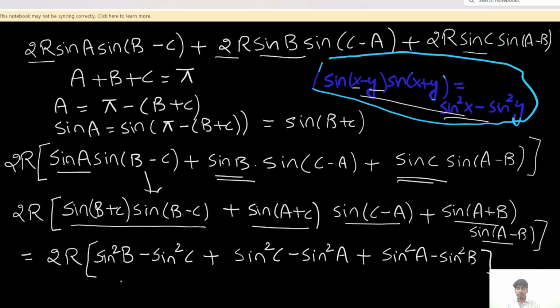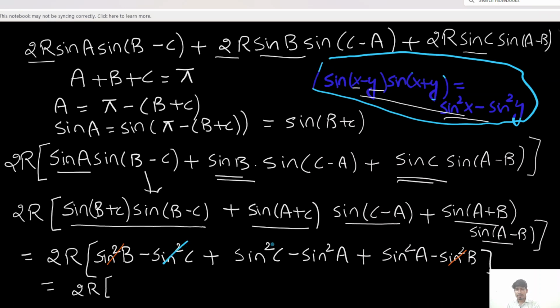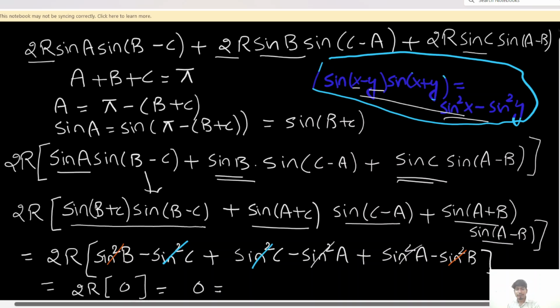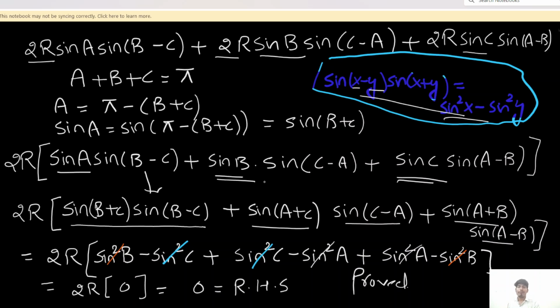Then this becomes 2r into, see, students, sine square b cancels with sine square b, sine square c cancels with sine square c, and sine square a cancels with sine square a. This becomes 0. Then 2r into 0 is 0, and we have to prove 0 is equal to RHS. Then proved. Students, we basically use only this identity, and once a plus b plus c is pi, then sine a is sine of b plus c. So we have done that question.